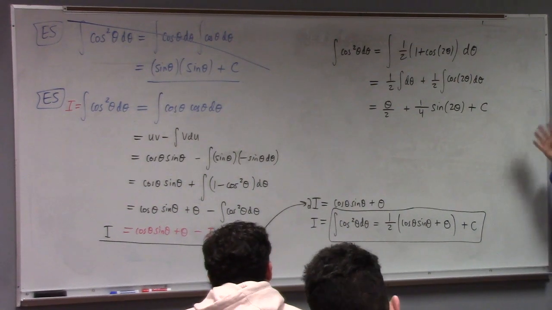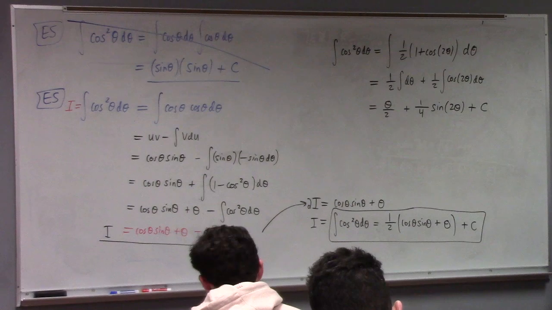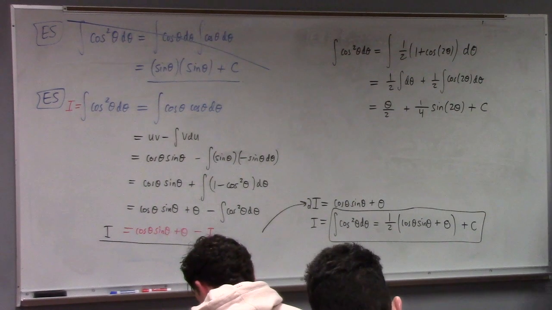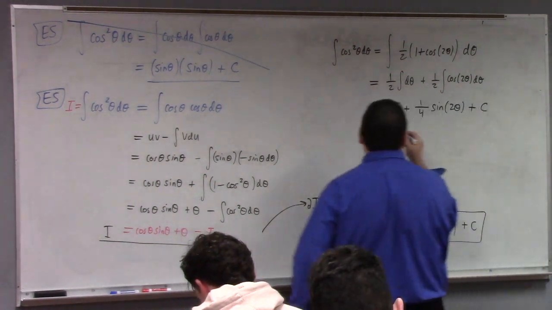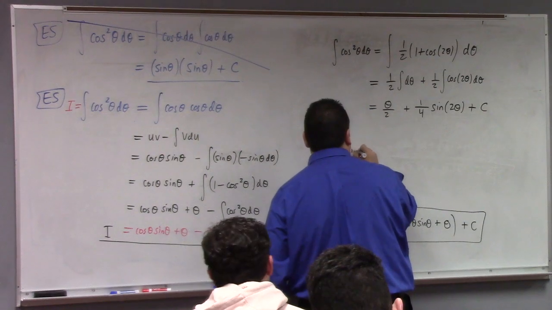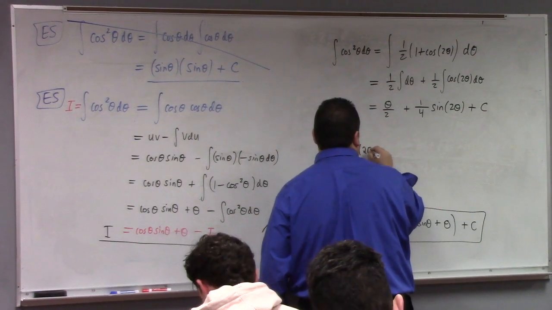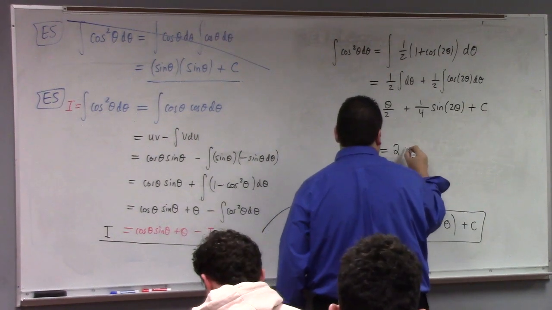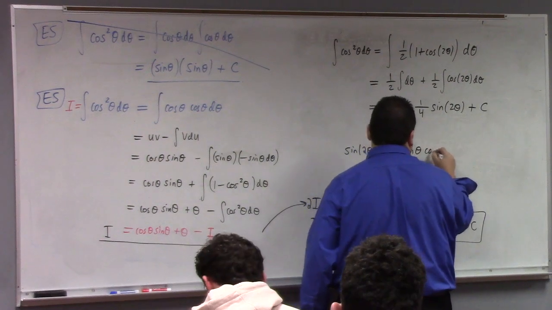It must be that this answer is actually the same as the other one, right? Do you guys know? There's another trigonometry thing we should know, which is this: the sine of 2 theta is equal to 2 sine theta cosine theta.